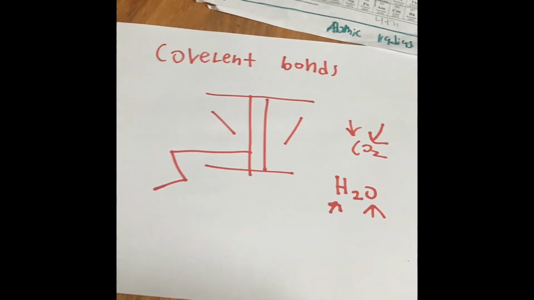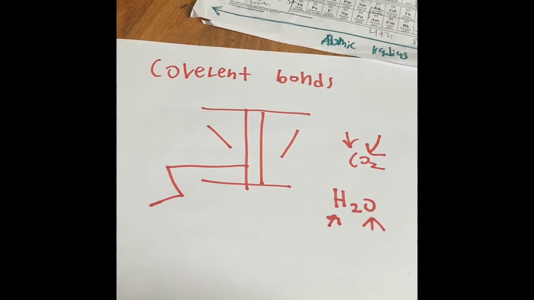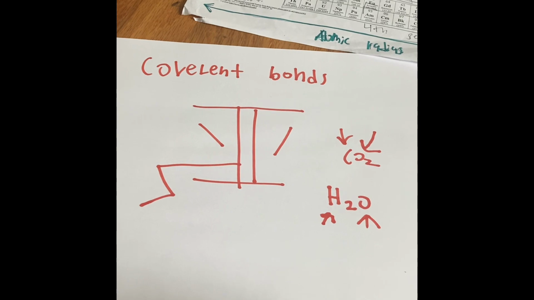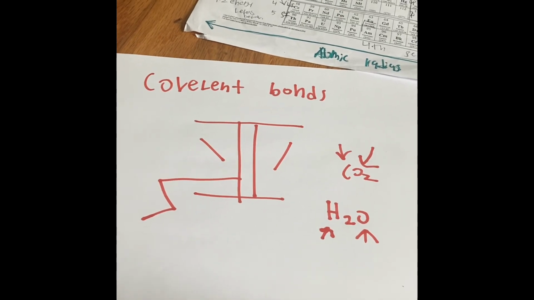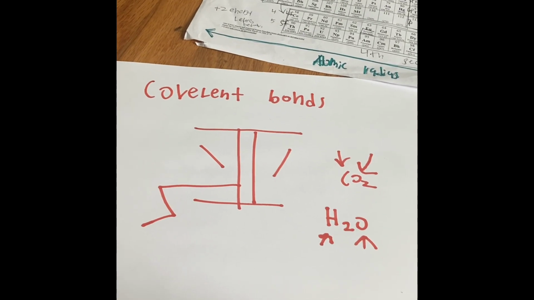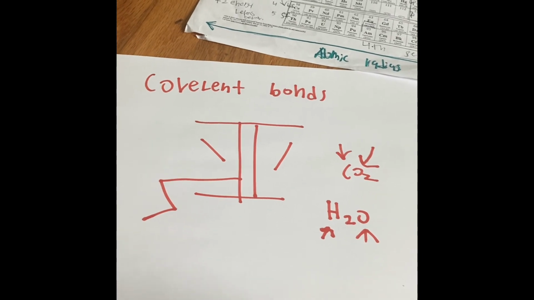So that is how we name covalent bonds. And that's what covalent bonds are: bonds when there are no metals. Covalent bonds are bonds that have no metal in them.